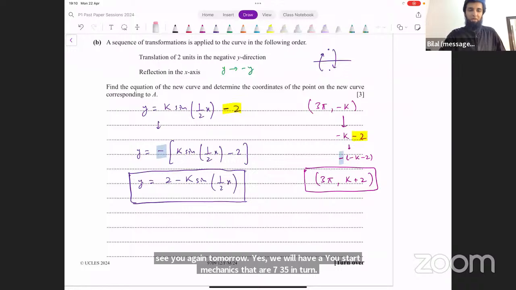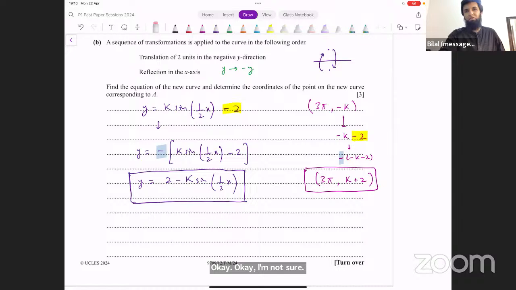I'm not sure. We'll have to check the thresholds. I think it's the June 2023 paper, the one that came to your seniors. That was quite complicated.